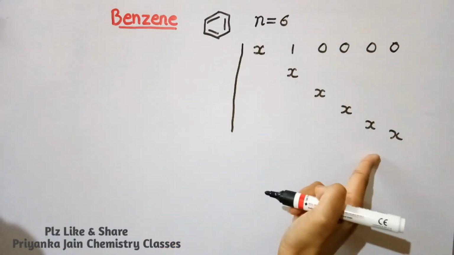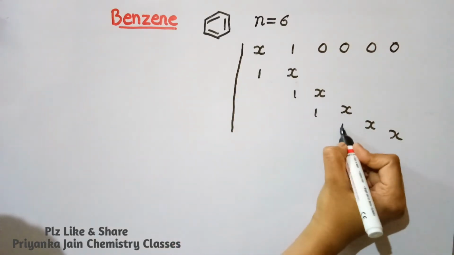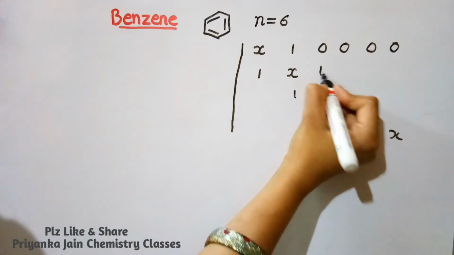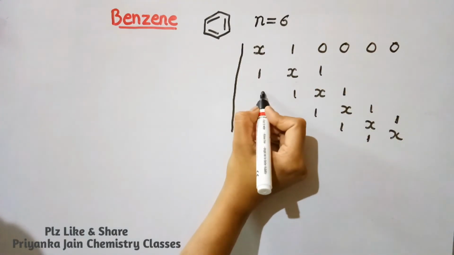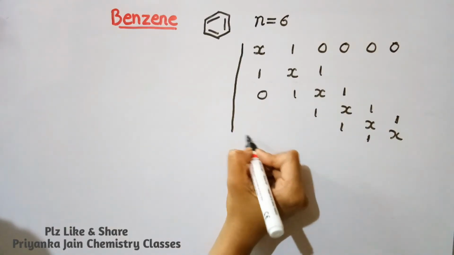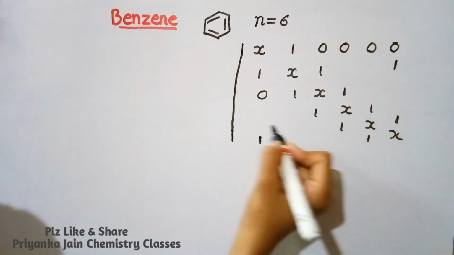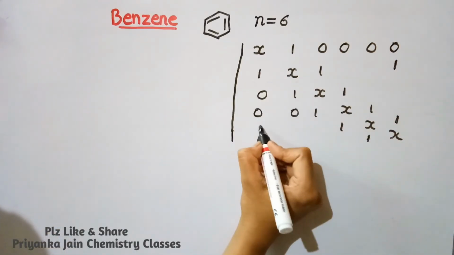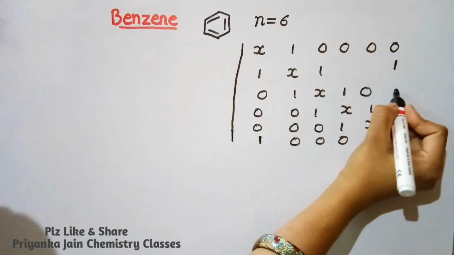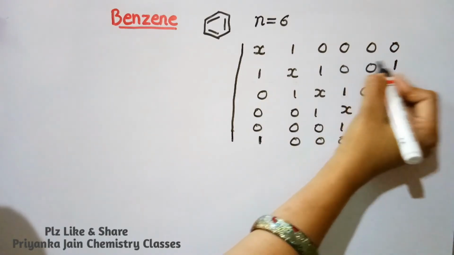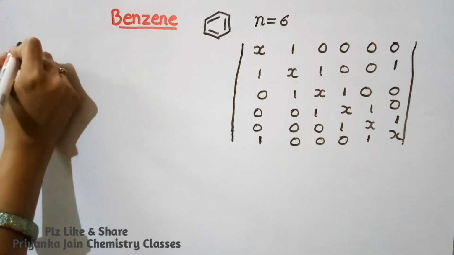Right? 6 values at 6 diagonals, and then put here 1 in this way. And then the rest of the values will be equal to 0, only the last value here will be equal to 1, and the last value here will be equal to 1, and then all other values will be equal to 0 in this manner. So this will be our secular determinant, and now we have to find out the energy levels.